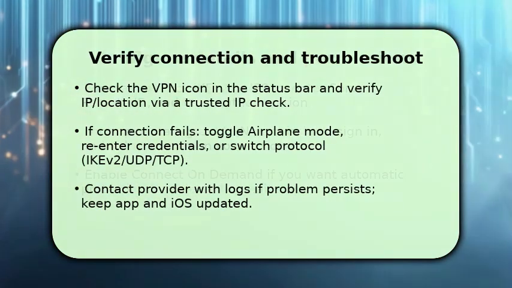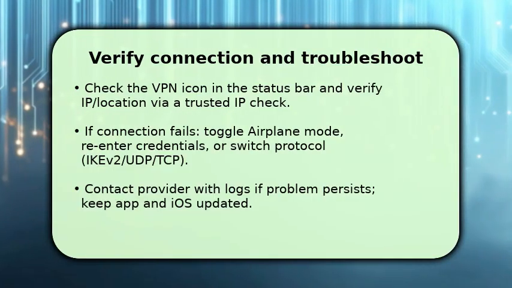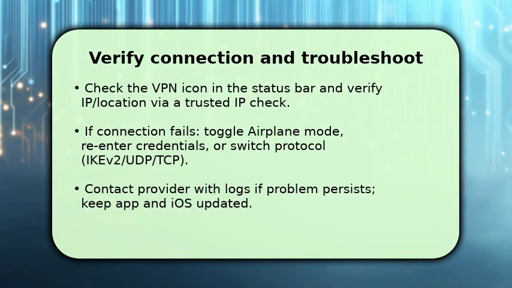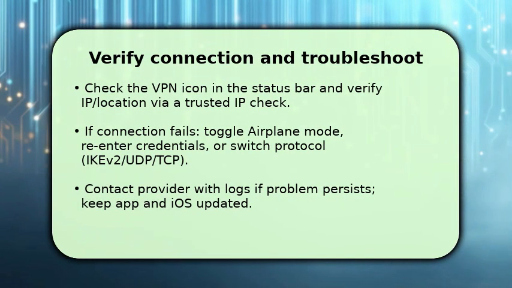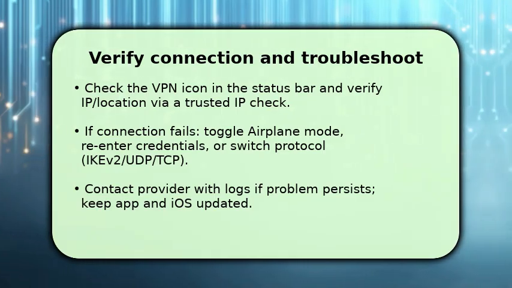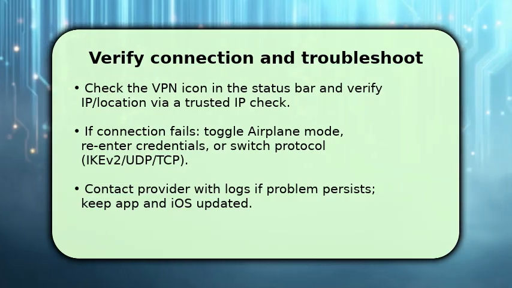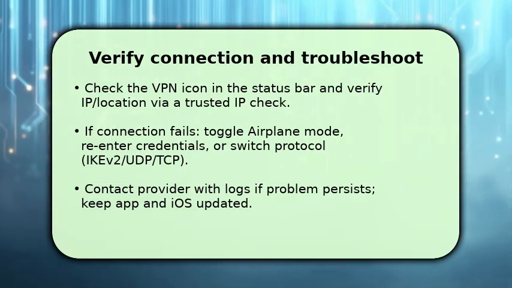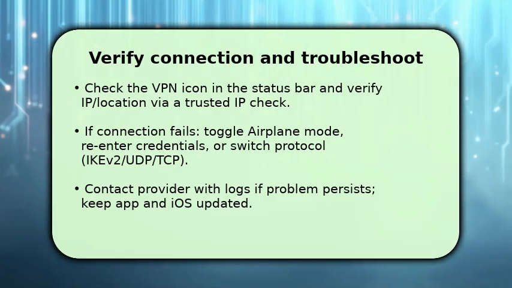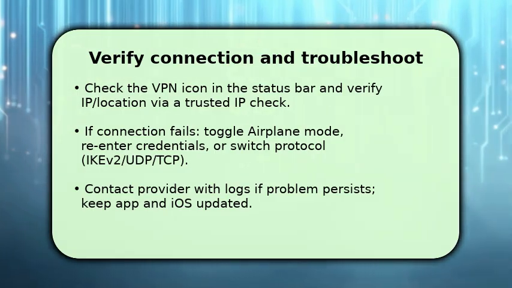Finish by confirming the VPN is active. Look for the VPN icon in the status bar and run a quick IP check to confirm your public address changed. If it won't connect, first toggle airplane mode or restart the phone, then re-enter credentials and try a different protocol such as UDP or ICAV2 to resolve compatibility issues.